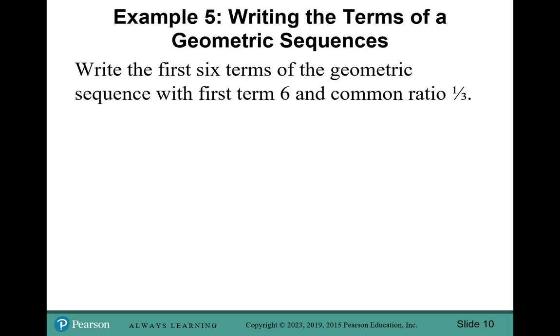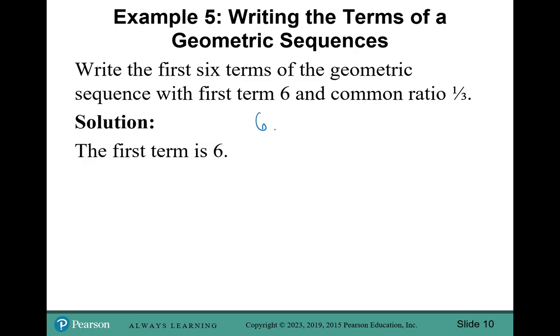This example says write the first 6 terms of the geometric sequence with the first term 6 and common ratio 1/3. Ooh, they're not using a whole number. They're using a fraction. We can do it. First term is 6. That's the easy one. They give us the easy one first. Of course they did. Let's try it.